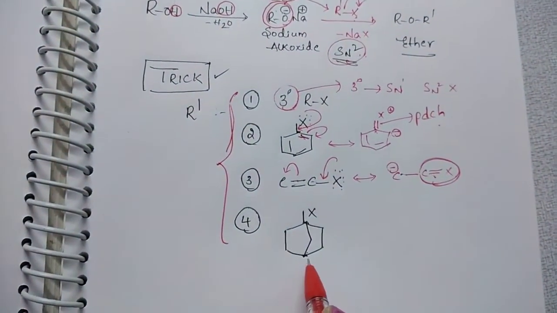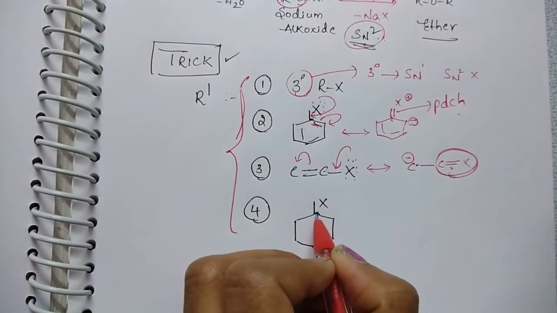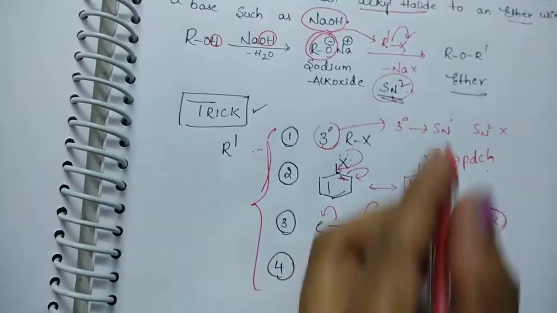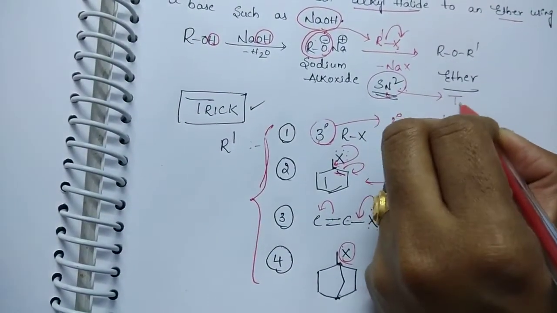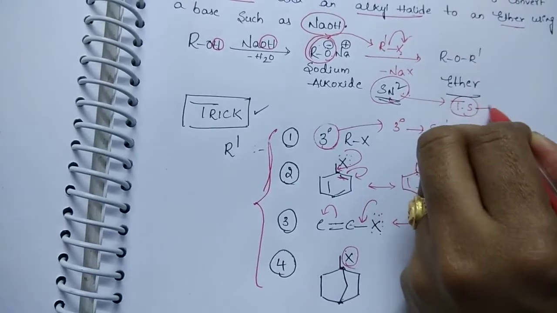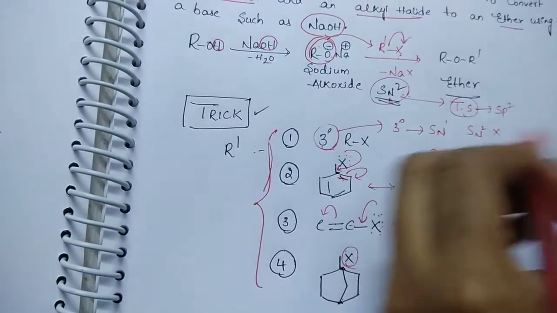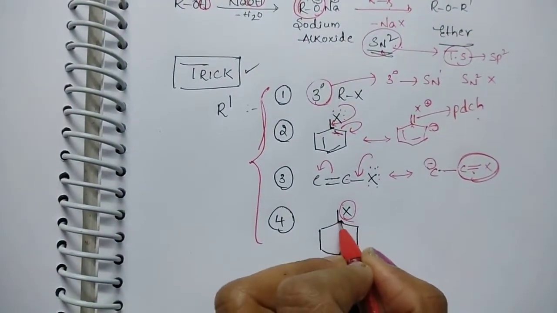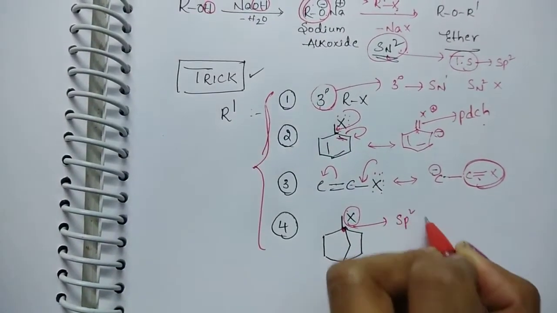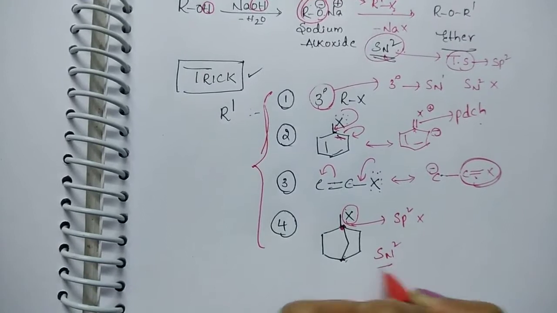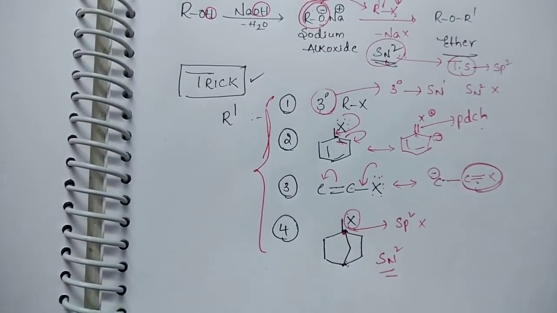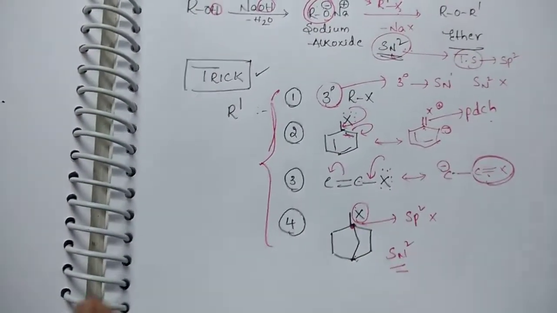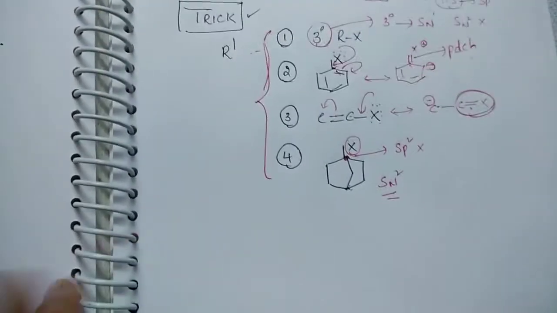See, in the fourth case also, the bridgehead halogen. The SN2 mechanism proceeds through a transition state, and this transition state hybridization is sp2. Means it proceeds through an sp2 hybridization state, but this bridgehead carbon cannot form sp2 hybridization. That's why the SN2 mechanism is not possible here. In these four cases, the SN2 mechanism is not possible, and you should not take the alkyl halide as any of these four. Clear? These four are the most important.